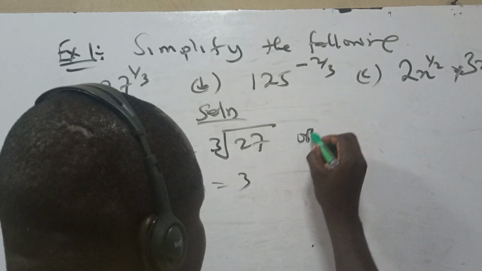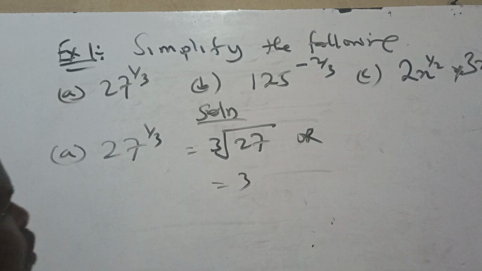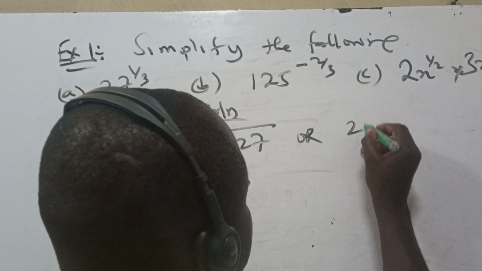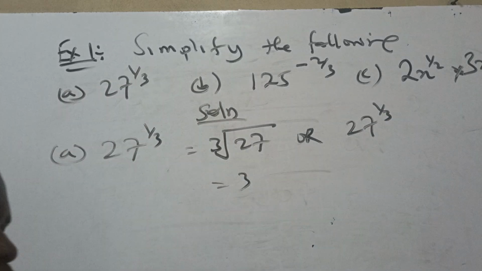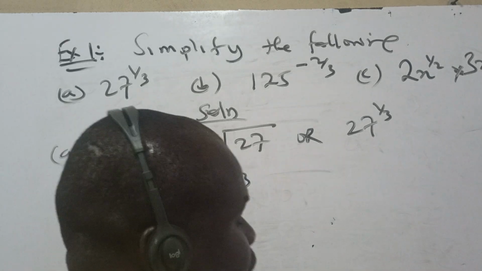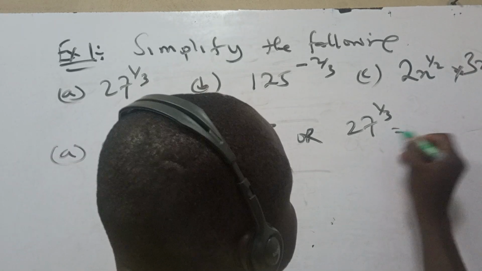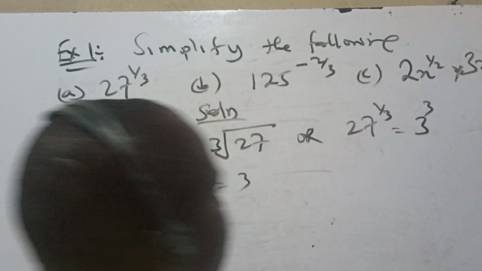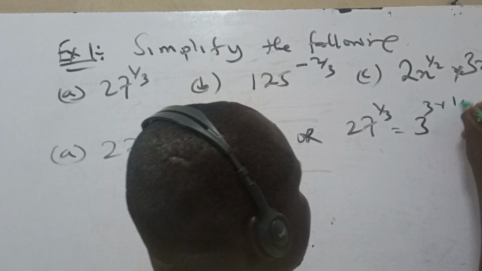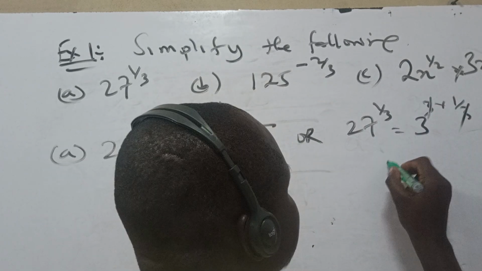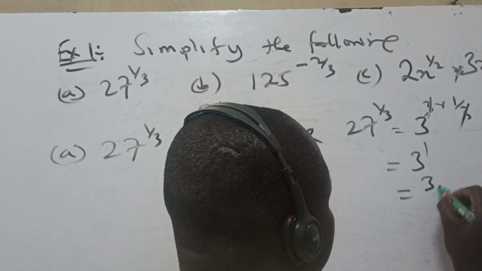Or, as I've said earlier on, we don't need to be rigid with the laws. I can say 27 raised to power 1 over 3. Can I express 27 as an index of another digit? Yes. This is the same thing as 3 raised to power 3. 3 in 3 places is 27. So if I have that now, multiplied by 1 over 3, this can take care of this. At the end of the day, I will have 3 raised to power 1, which is equal to 3.